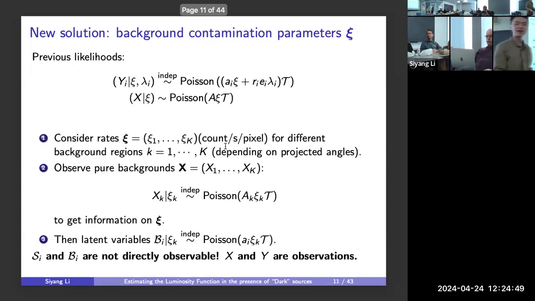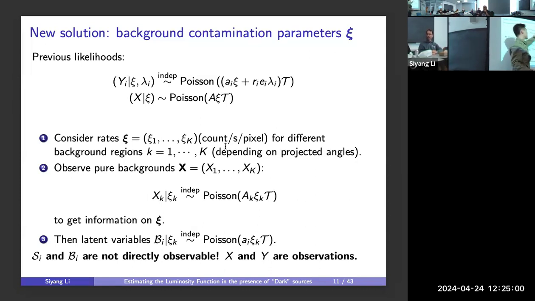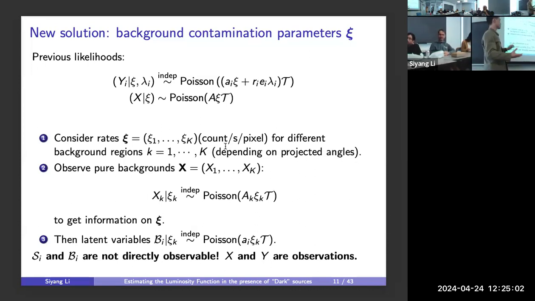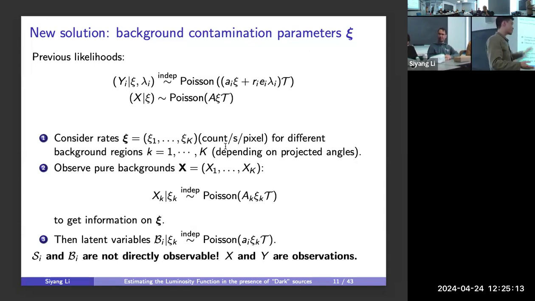And so here we use a more sophisticated model that includes the background contamination rates in the observed counts directly. As Renee mentioned previously, we consider a vector of background contamination rates, where each element in this vector corresponds to one background region, and then we observe the pure background counts in each one of these regions.